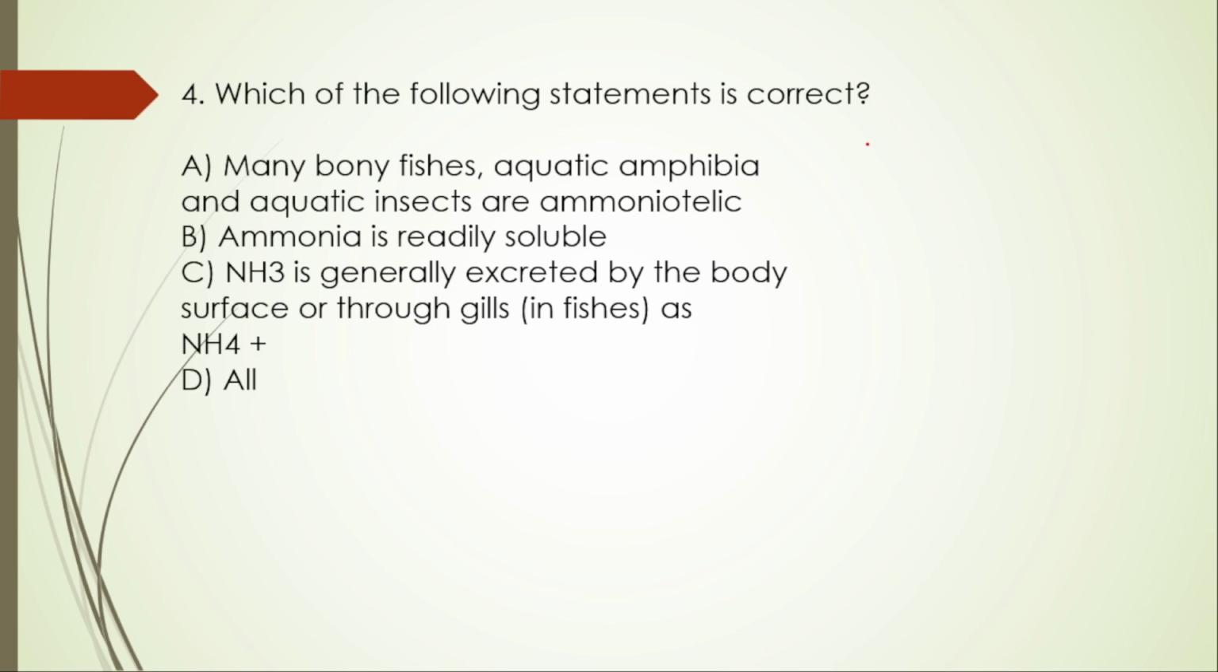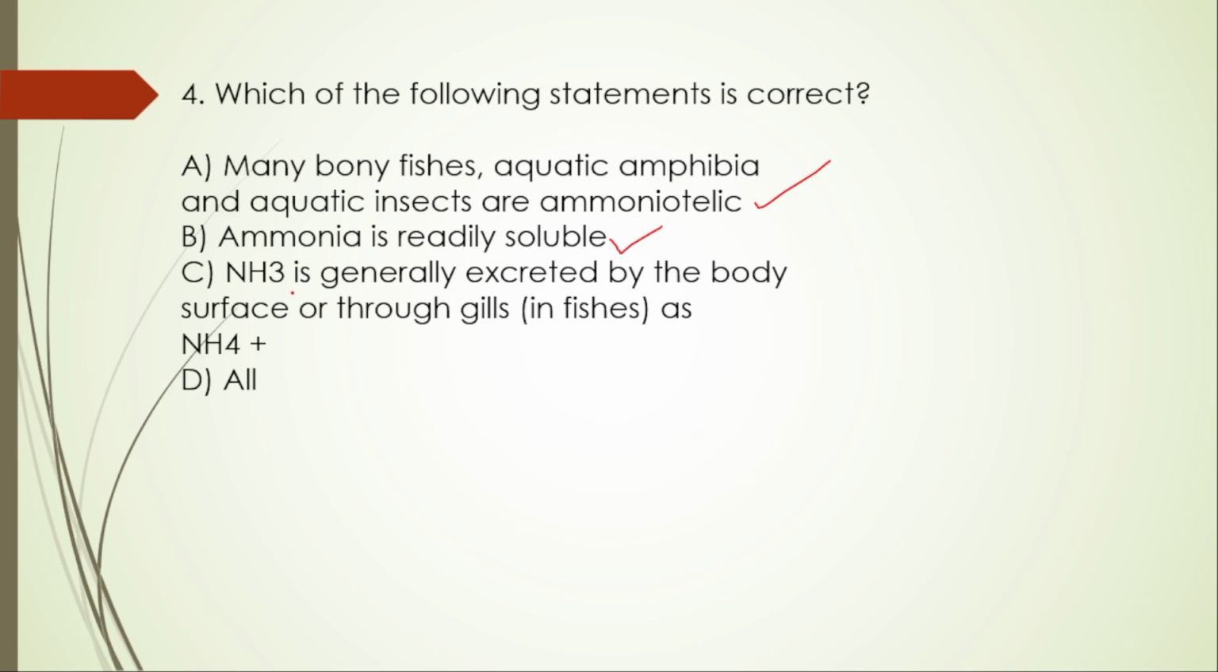So the next question is question number 4. Which of the following statements is correct? A, many bony fishes, aquatic amphibians and aquatic insects are ammonotelic. Yes, this statement is right. B, ammonia is readily soluble. Yes, this one is also right. It is highly soluble in water.